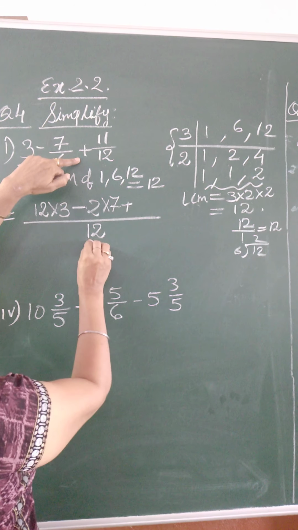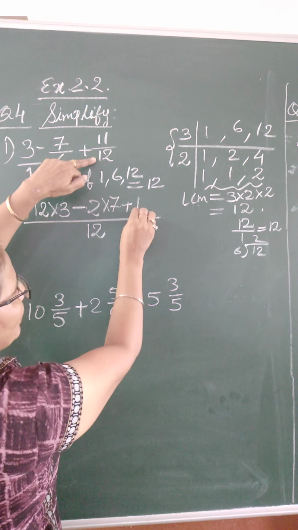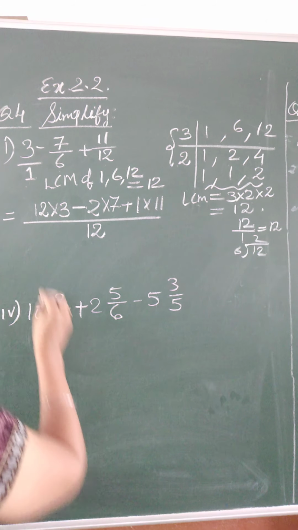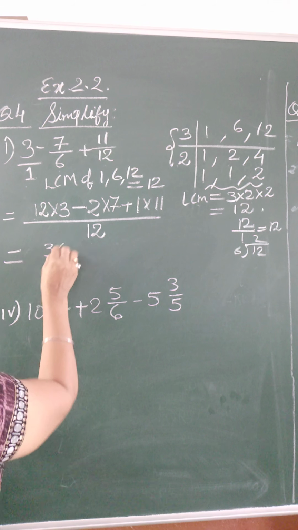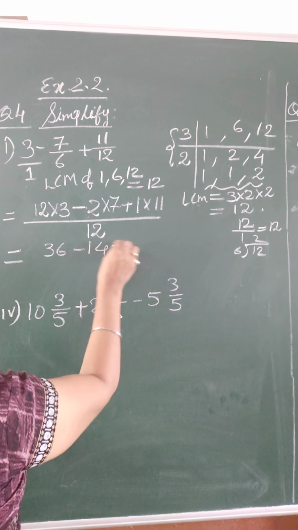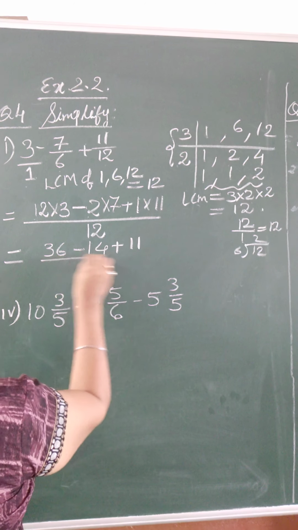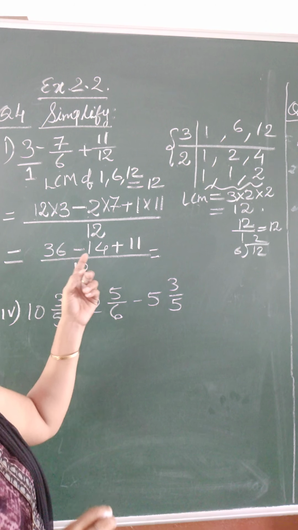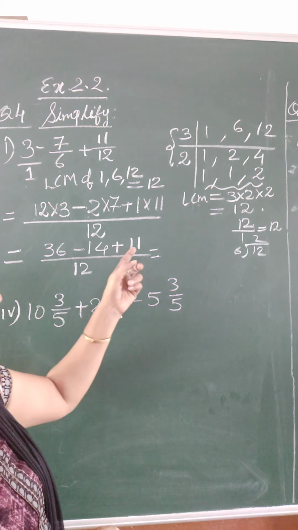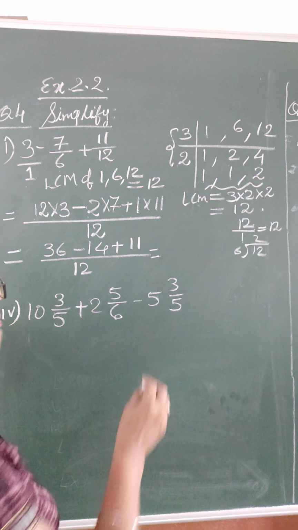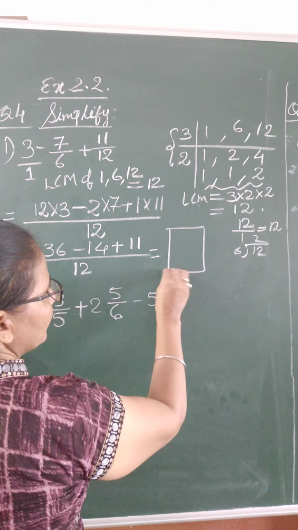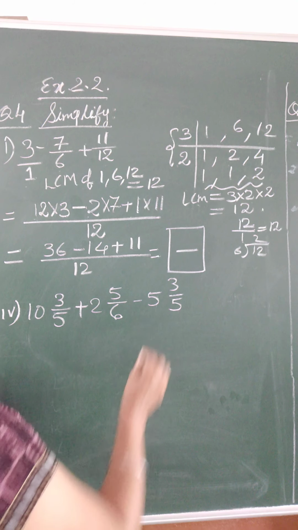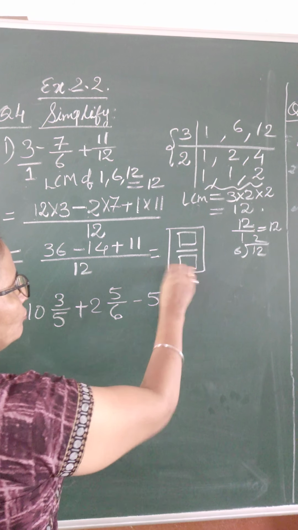So you write 2 here and multiply with its numerator. In the same way, divide this 12 by the denominator. 12 by 12 is 1. Multiply with its numerator and you get 11. Okay, now simplify. 12 3s are 36, 2 7s are 14, 11 1s are 11, all over 12. After this you have to simplify: 36 minus 14, and in that you add 11, and whatever answer you get, you write. The remaining 2-3 steps are your homework. You have to complete this sum, and whatever you get, you write.